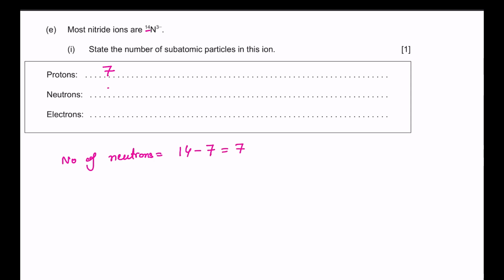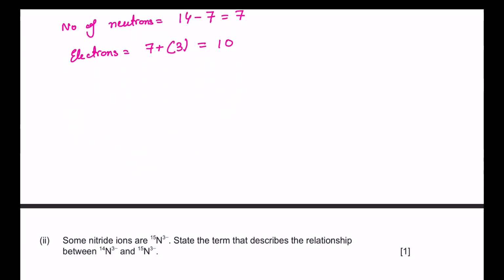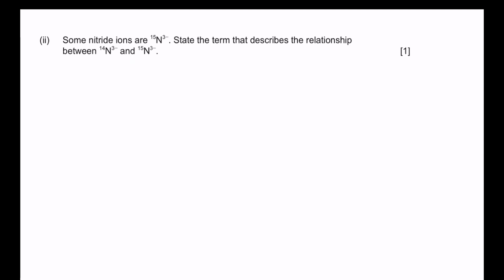So the number of neutrons will also be 7, and the number of electrons will be the number of protons plus the negative charge on the ion, that is minus 3. So we have 3 extra electrons as compared to the protons. That's why I'm adding 3 here. The number of electrons will be equal to 10. So 7, 7, 10, that is the answer to question E, part 1.